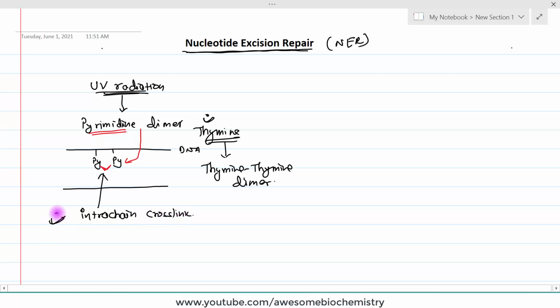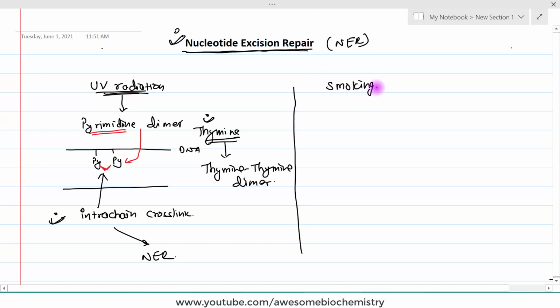So, this is one variety of DNA damage which can get repaired by the nucleotide excision repair mechanism. The second variety of DNA damage occurs because of smoking. What happens in tobacco smoke? There is one chemical known as benzo(a)pyrene. Now, this chemical has a tendency to bind with the guanine in our DNA.